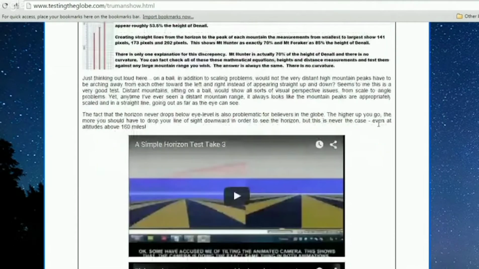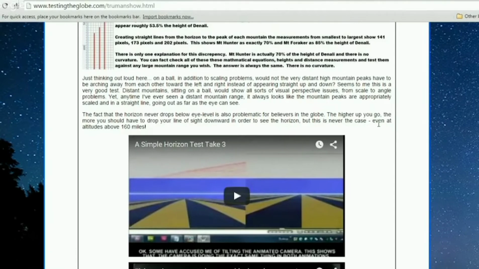But on a ball, in addition to scaling problems, would not the very distant high mountain peaks have to be arching away from each other toward the left and right instead of appearing straight up and down? Seems to me this is a very good test. Distant mountains sitting on a ball would show all sorts of visual perspective issues, from scale to angle problems. Yet anytime I've ever seen a distant mountain range, it always looks like the mountain peaks are appropriately scaled and in a straight line, going out as far as the eye can see.